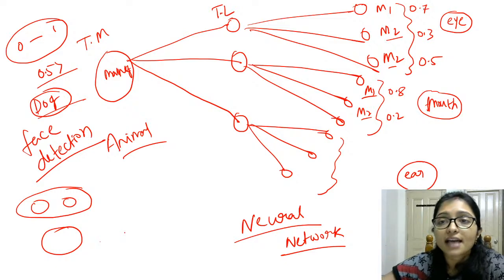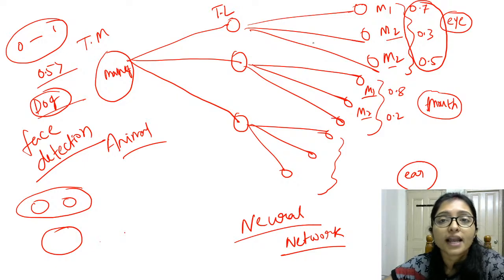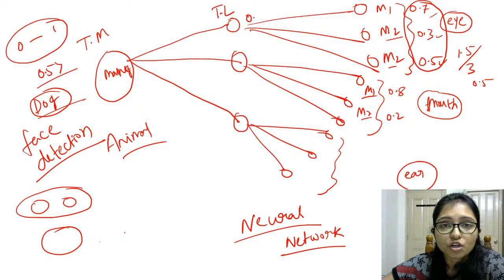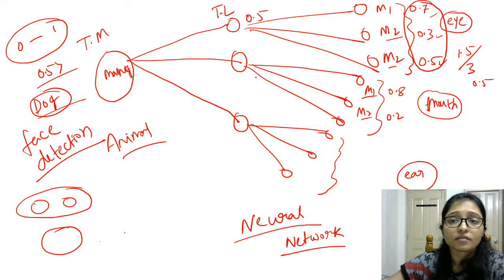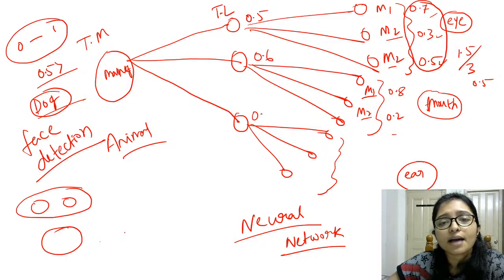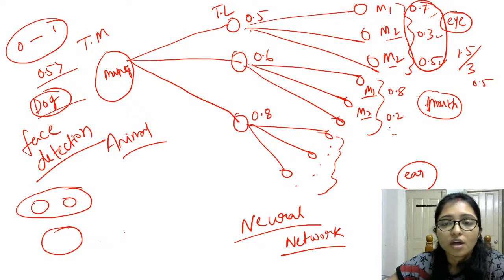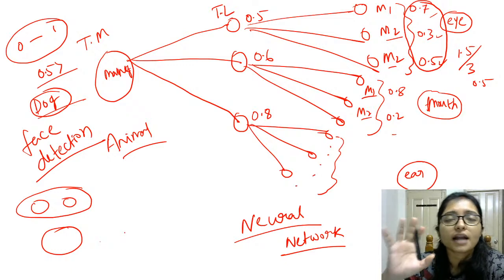Now these numbers will be collected here, and the total will be averaged. It will be 0.7, 0.3, that is 1, and then 0.5, that is 1.5. So 1.5 divided by 3 will be 0.5. So 0.5 will come here, and maybe from here it is coming 0.6, and from here also 0.8. They are giving different values. I am not giving the exact values, just for understanding.